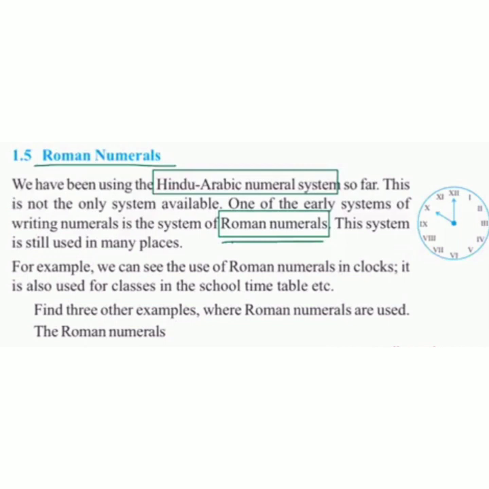One of the earliest systems of writing numerals is the system of Roman numerals. This system is still used in many places. It originated in ancient Rome and remained the usual way of writing numbers throughout Europe. Numbers in the system are represented by combinations of letters from the Latin alphabet. We can use this for many applications like clocks, and it is also used for classes in the school timetable, etc.